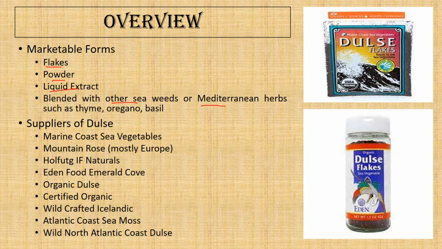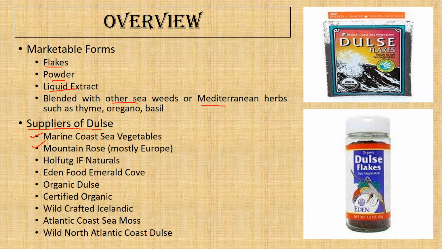Now, these are the names of suppliers of dulse, of which the first two suppliers, Marine Coast Sea Vegetable and Mountain Rose, have their dulse as well as other seaweed products tested free from any radioactive material and heavy metals.